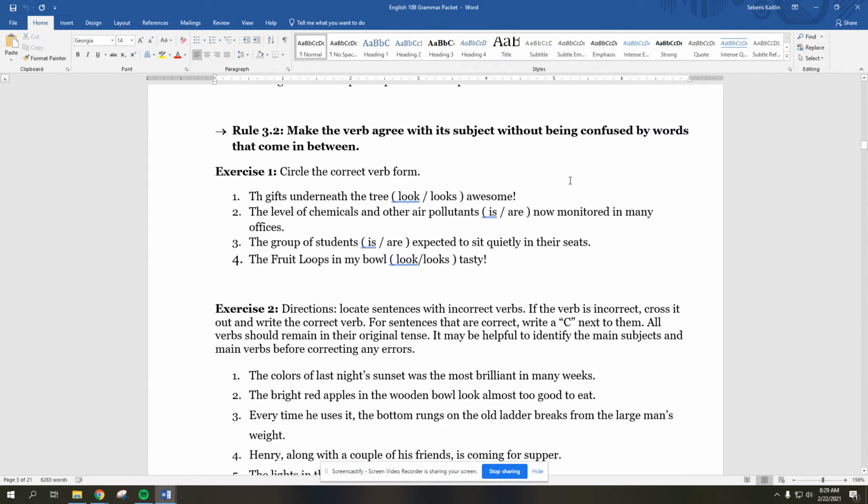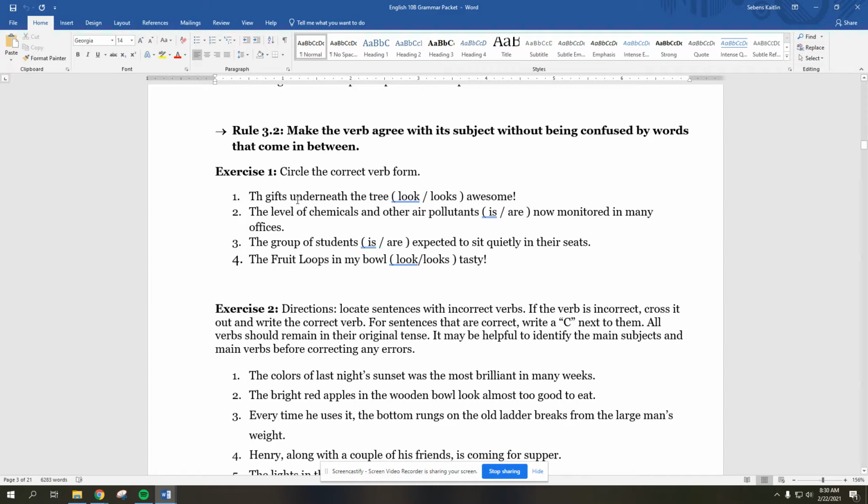Let's take a look at Rule 3.2: make the verb agree with its subject without being confused with words that come in between. Let's take a look at exercise number 1 first. Circle the correct verb form. The gifts underneath the tree look or looks awesome.